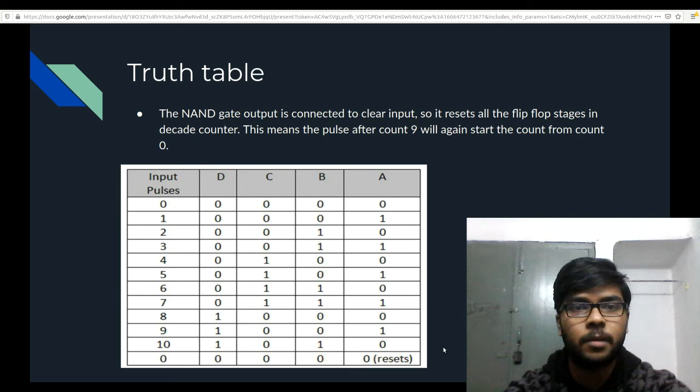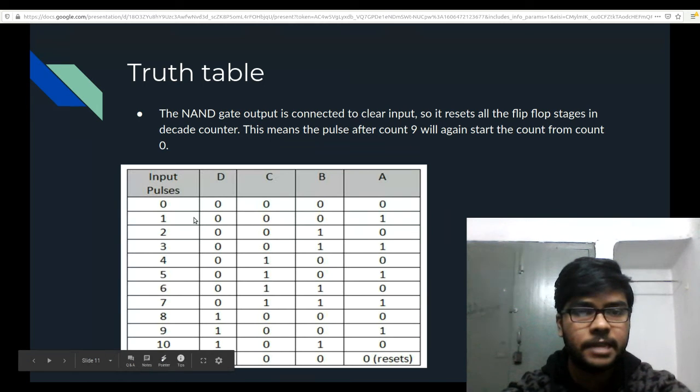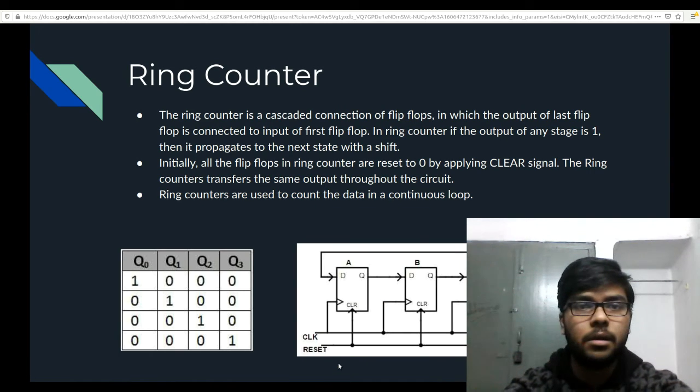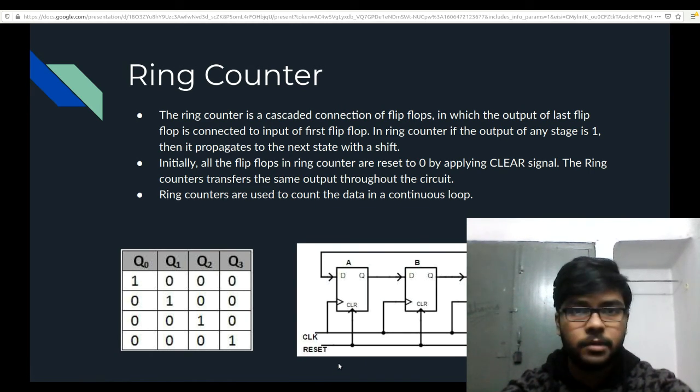Then let's talk about the truth table. The NAND gate output is connected to the clear input, so it resets all the flip-flop stages in the decade counter. This means the pulse after count 9 will again start from count 0. So that's why we have these 10 states, and after the 10th state, we are going to reset to state 0.